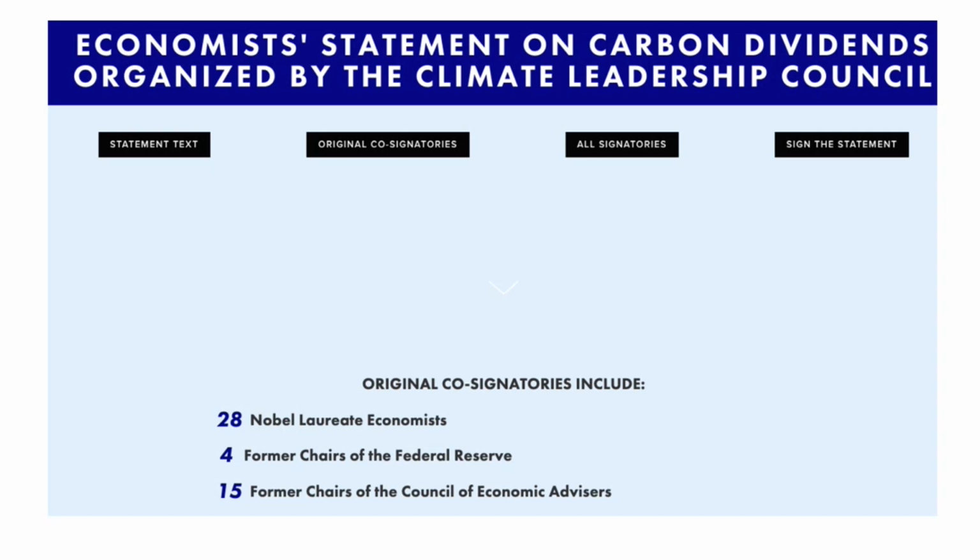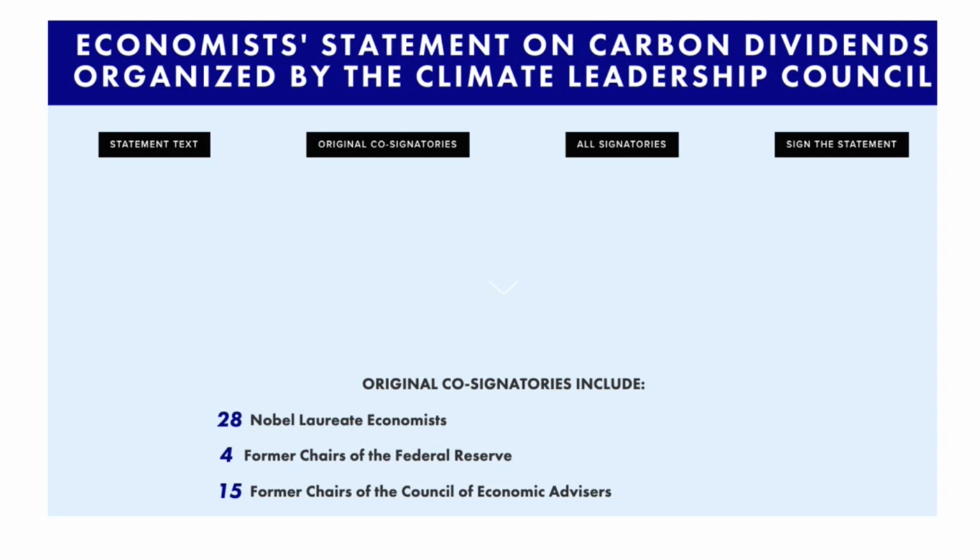So 28 Nobel laureate economists signed a statement, 4 former chairs of the Federal Reserve of the US government and 50 former chairs of the Council of Economic Advisors. So the idea of using basic economic tools to respond to climate change and especially carbon at state level, at the sovereign level, is one that is very strongly supported by some of the most revered economists, with careful thinking, who have generated a lot of knowledge around this area, and actually use that knowledge to respond to this.